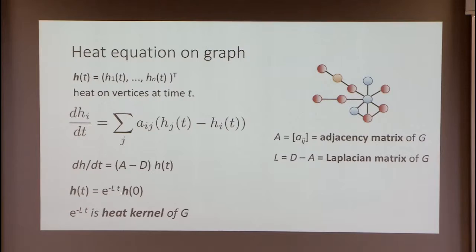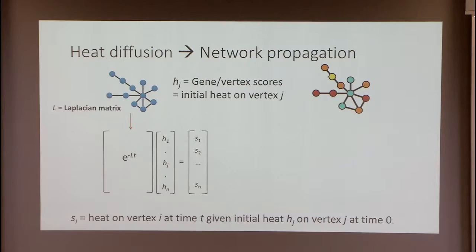So now I can describe the heat at time t on any vertex just by multiplying this matrix, which is given by the Laplacian of the graph, times the initial heat. It's sometimes called the heat kernel. What that means is that we can propagate heat, which is related to algorithms you may have heard about called network propagation. You take some initial distribution of scores, maybe our gene scores, multiply them by this heat kernel, and you get the heat on the vertices after time t, and then you can somehow interpret these scores. This is what's sometimes called network propagation.